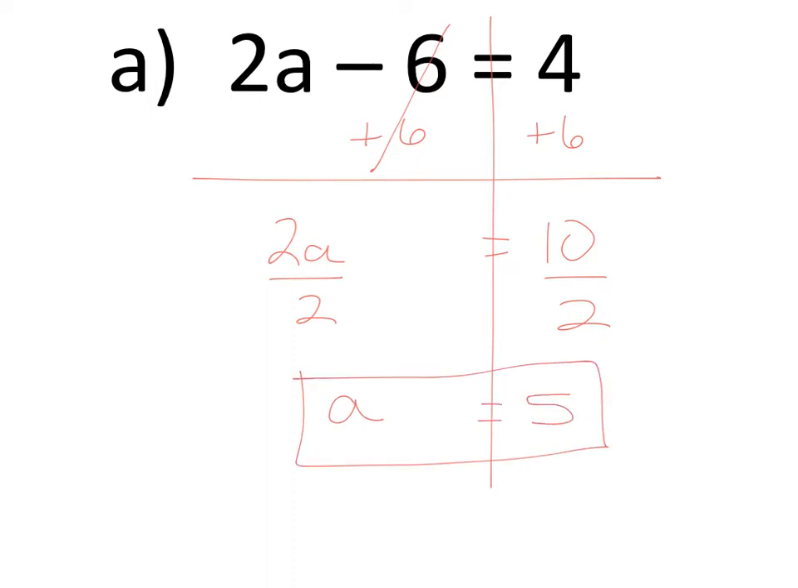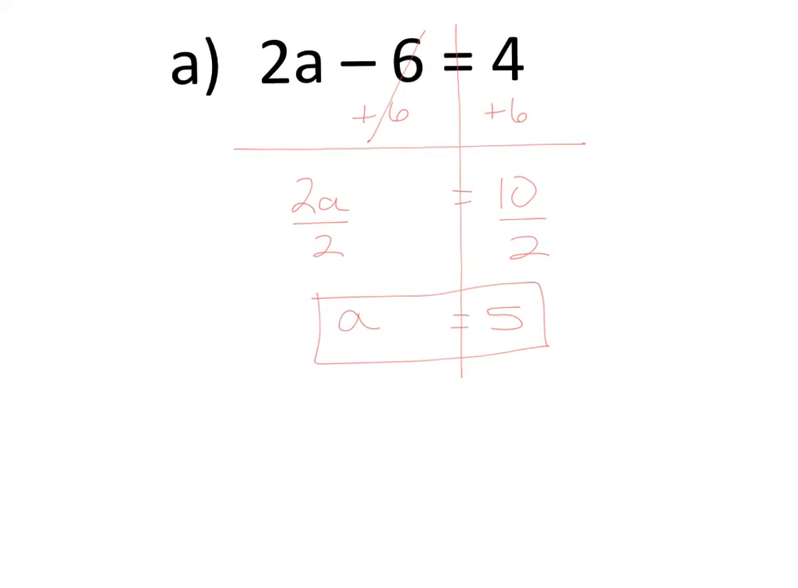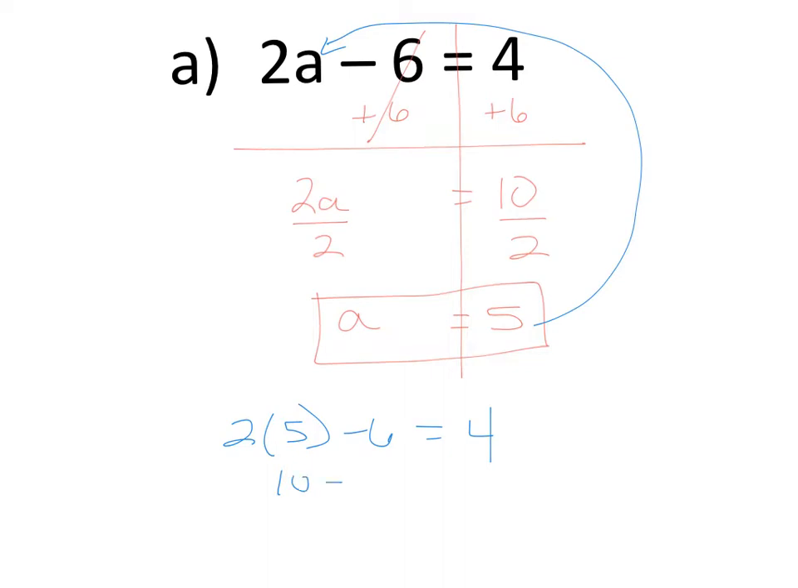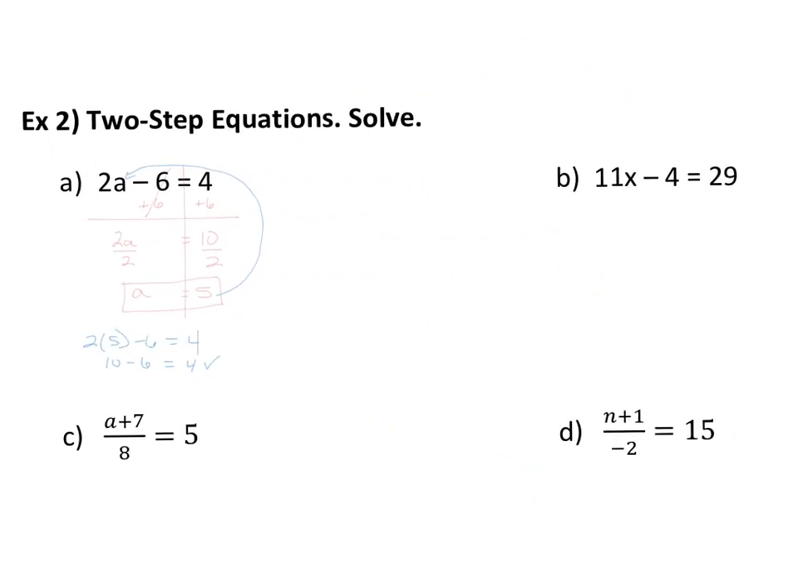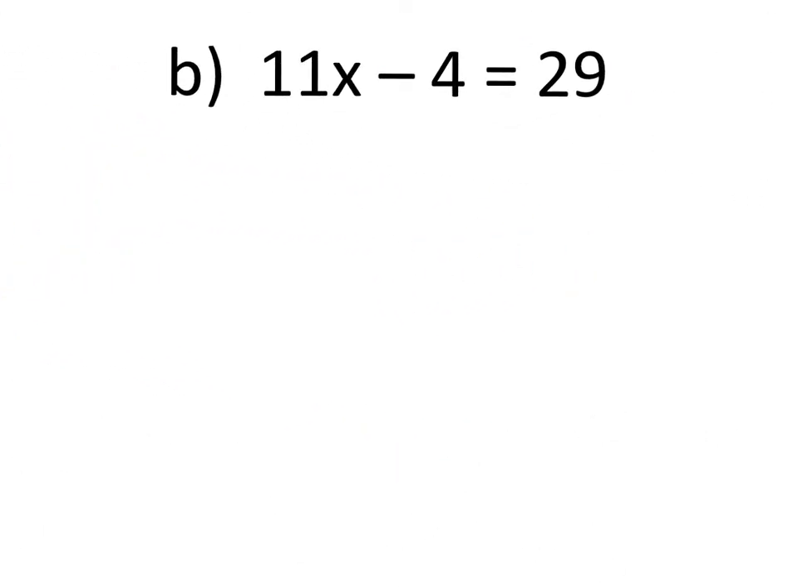Again, if you want to check it, you can do that by taking this and just plugging it in right there. So 2 times 5 minus 6 should equal 4. Well, that works out because 2 times 5 is 10, minus 6, and we know that equals 4, so our answer is good. All right, I want you to go ahead and pause the video and try B on your own.